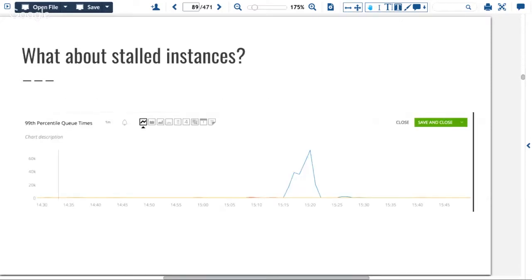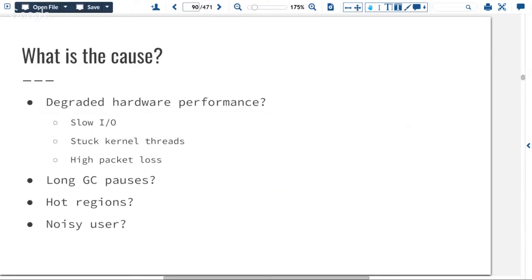So moving on, what about stalled instances? This is a chart that I'm sure is familiar to many of you. It depicts a region server in a normal cluster going from having really only a couple milliseconds of queue time to suddenly hundreds of milliseconds of queue time. Or in some cases, it can even be thousands, which very few applications can reliably tolerate that kind of latency difference. What kinds of causes can trigger this?